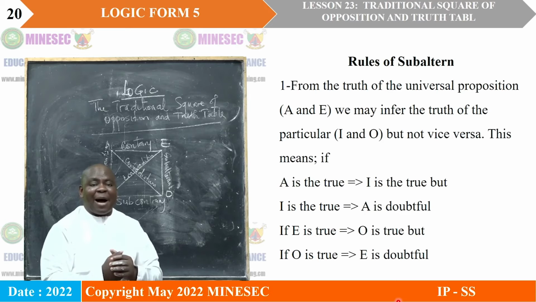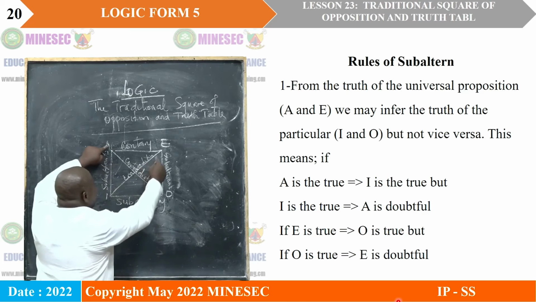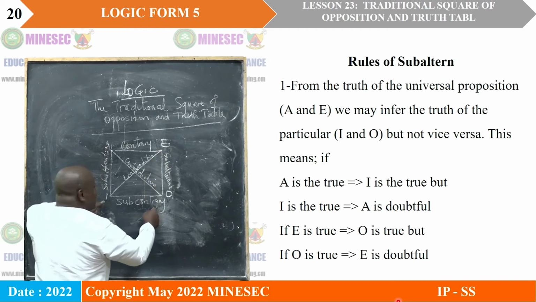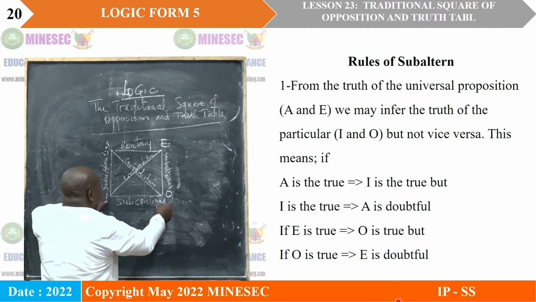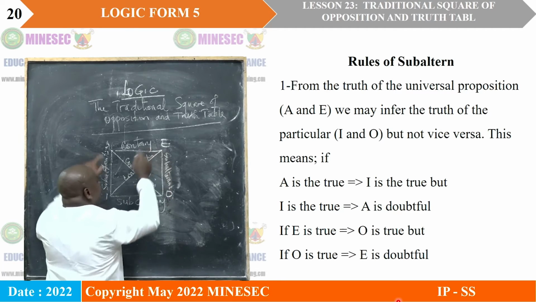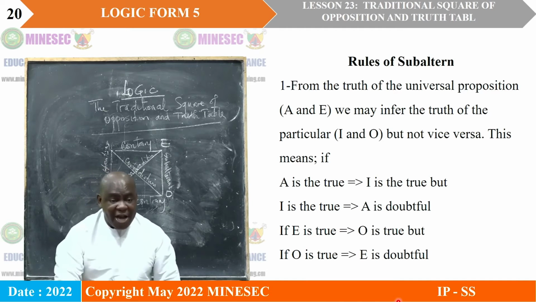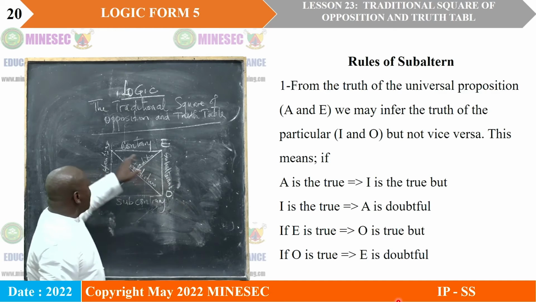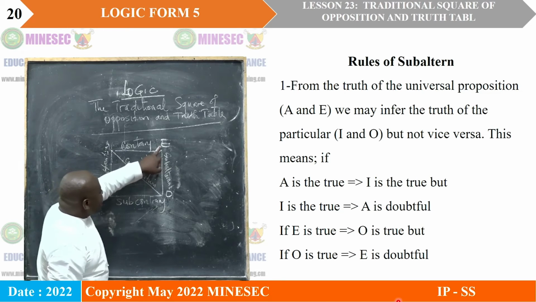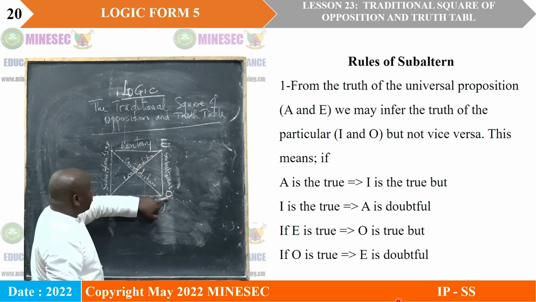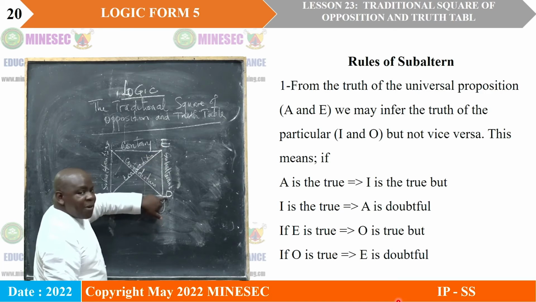What are the rules of subalternation? We say the rules of subalternation: from the truth of the universals A and E, we derive the truth of the particulars I and O. From the falsity of the particulars I and O, we derive the falsity of the universals A and E proposition, which means that if A is true, I too will be true. If A is false, I will be doubtful. If E is true, O will be true. If E is false, then O will be doubtful.